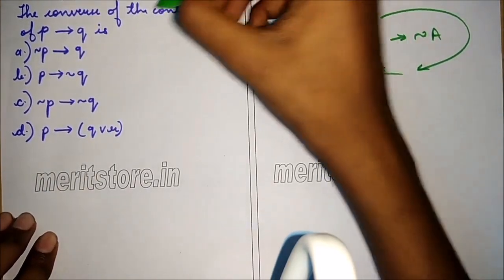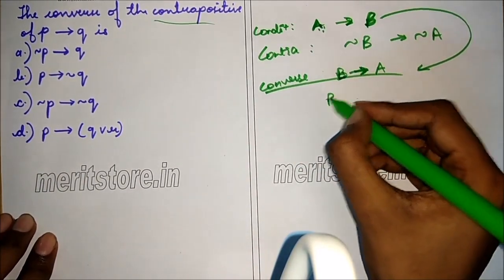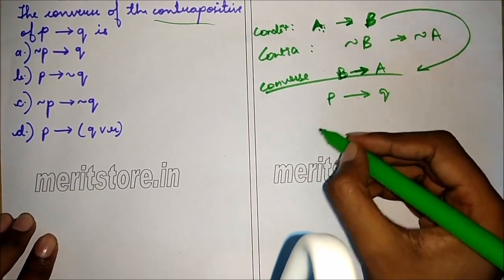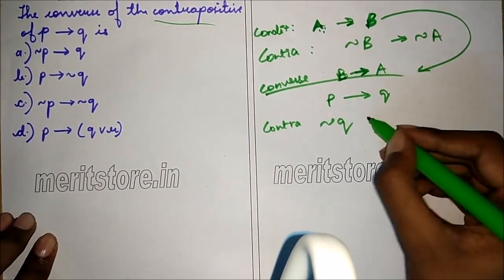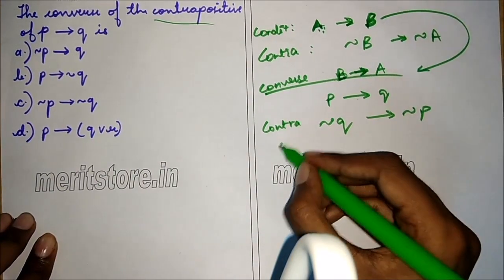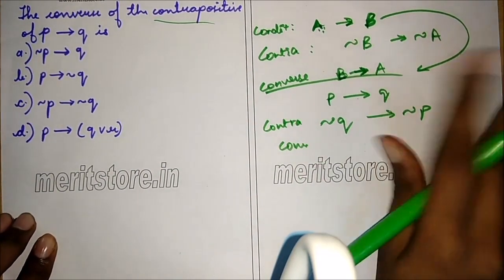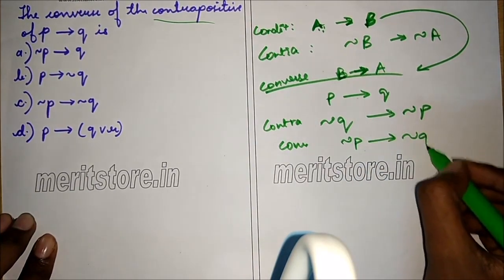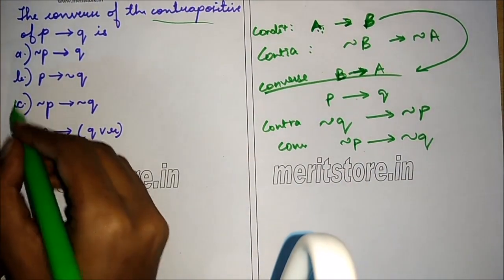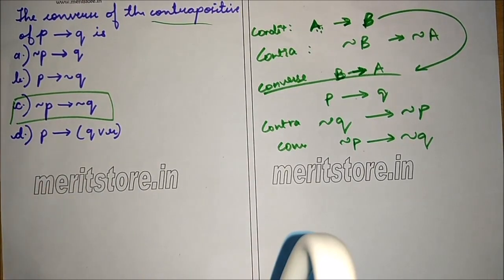So first the contrapositive of P implies Q. P implies Q, the contrapositive is negation of Q implies negation of P. Now the converse of this is, we simply switch the statements, so this will be negation of P implies negation of Q, which is option C. Negation of P implies negation of Q.